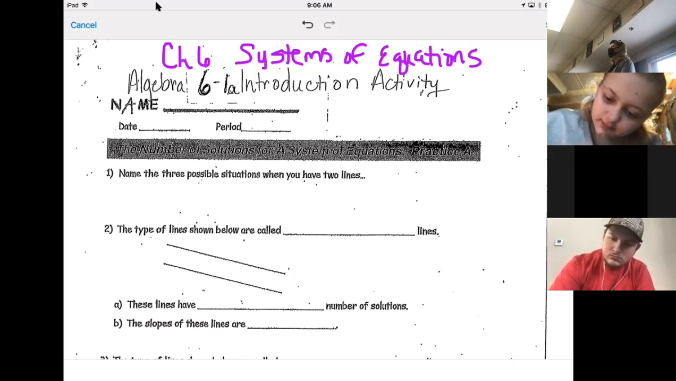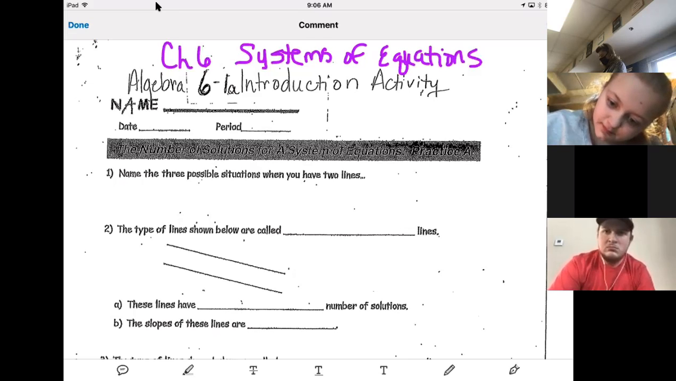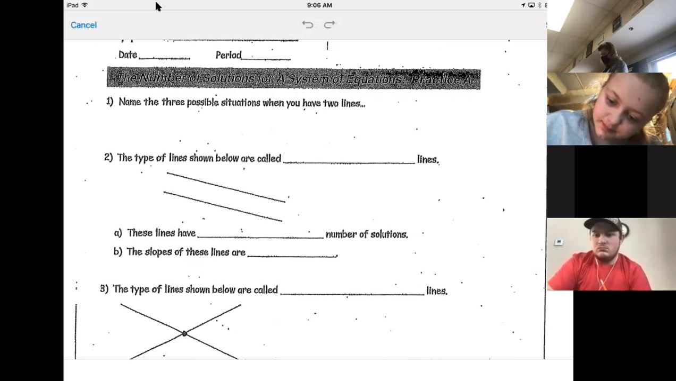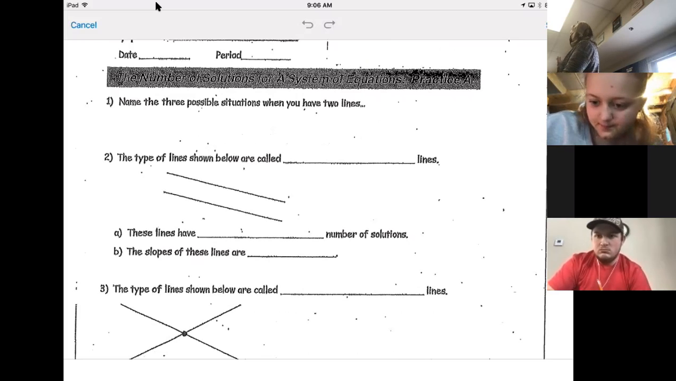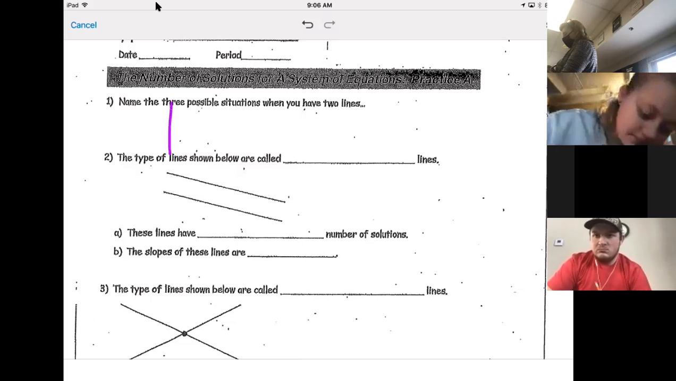What does that look like in graph form? Okay, so number one, it says name the three possible situations when you have two lines. If we graph two lines on a number line, there's three things that could happen. Not a number line, coordinate graph. So here's your coordinate graph.